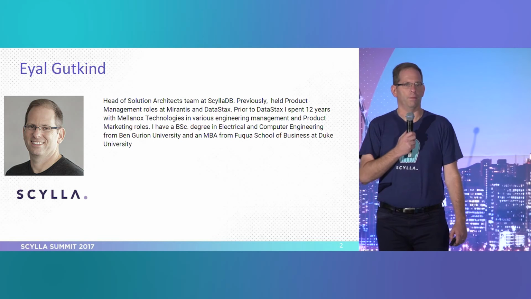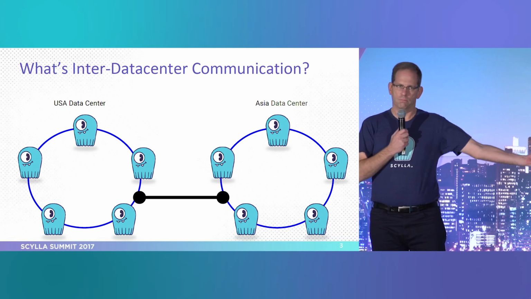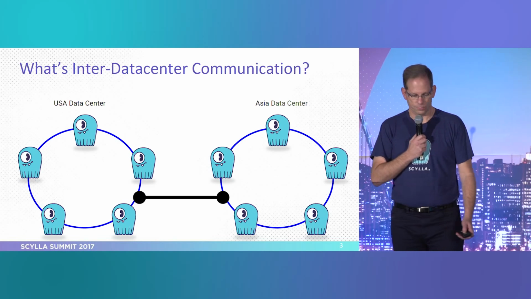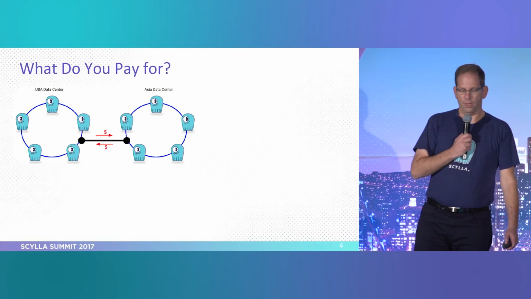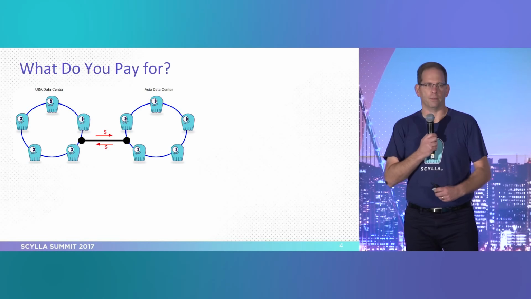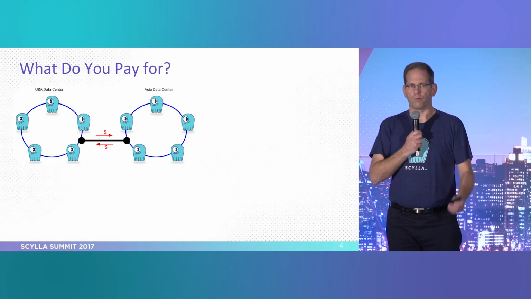So what is inter-data center communication? As most of you know, it's typically communication between one data center and another. Anything that you send over the pond will be charged to your account. Anything that is egress is going to be charged. Ingress typically is not charged. This is on most cloud providers. So every time you send a packet out of your data center, people are going to charge you for it.